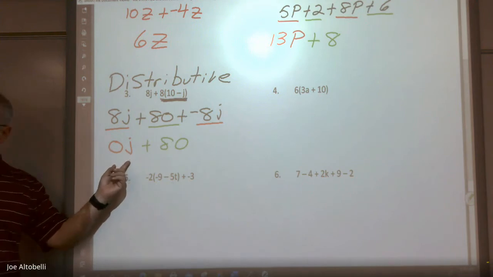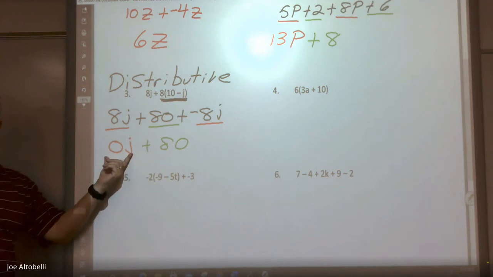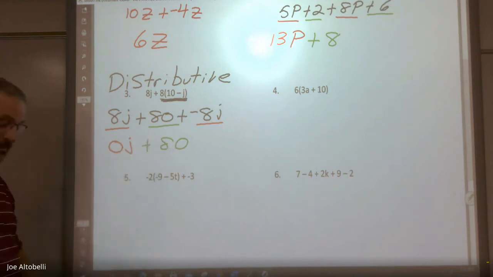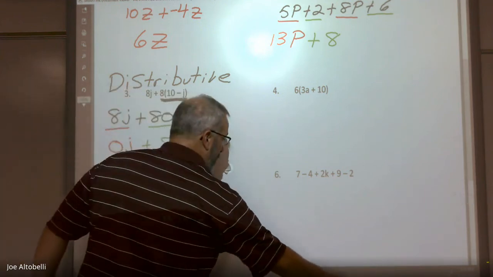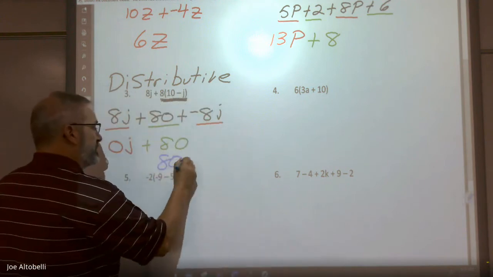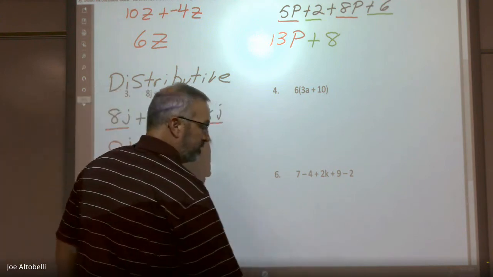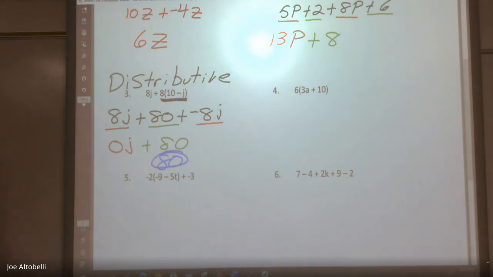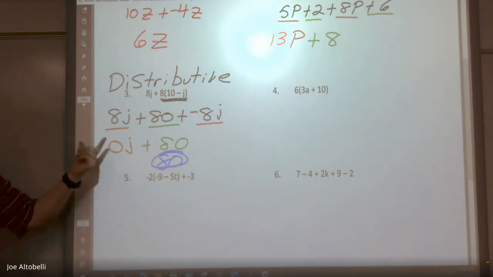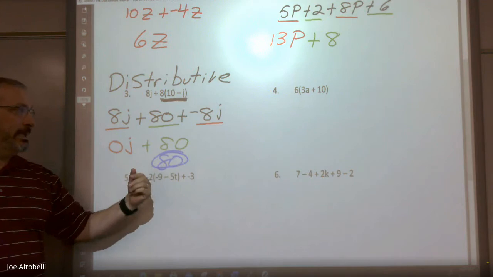It could be a billion. It could be a negative billion. It's going to be 0. So 0 plus 80 is 80. So your final answer is just 80. Okay? 0j, do not type that in IXL. You'll get it wrong. Okay? 0j is 0. So 0 plus 80 is 80.